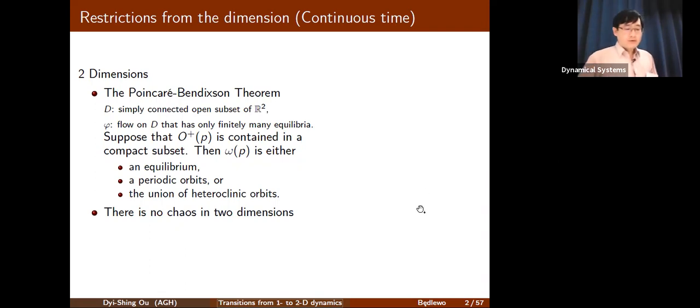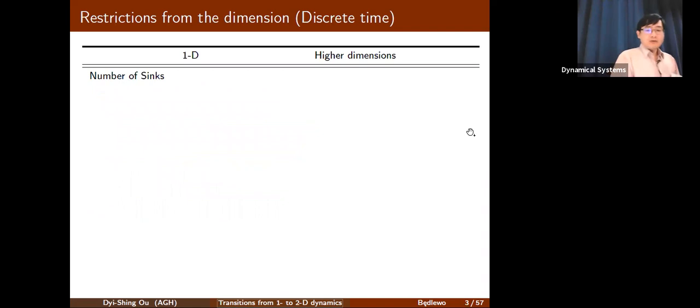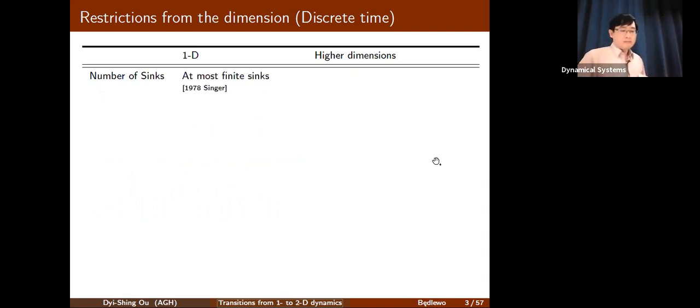However, it is not true for three dimensions, for example, the Lorenz attractor. There are also many examples in discrete time dynamical systems. The first example that we are going to talk about is the number of sinks. In one dimension, Singer proved that the system can have at most finitely many sinks, because the number of sinks is bounded by the number of critical points. However, this is not true in higher dimension, because by the work of Newhouse and Robinson, they found maps in two dimensions that have infinitely many sinks.